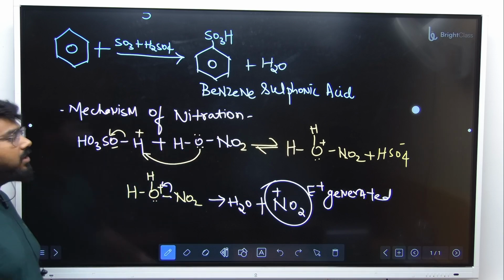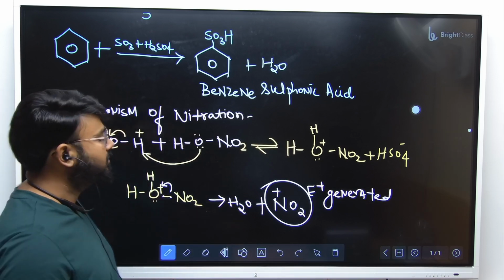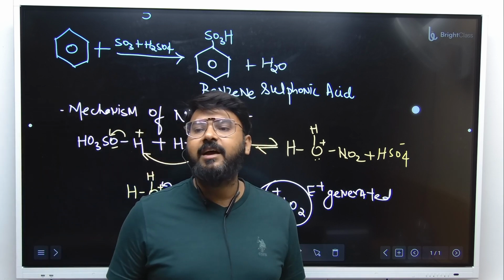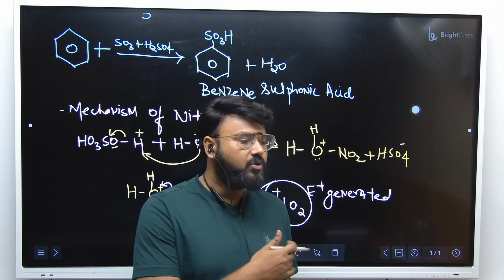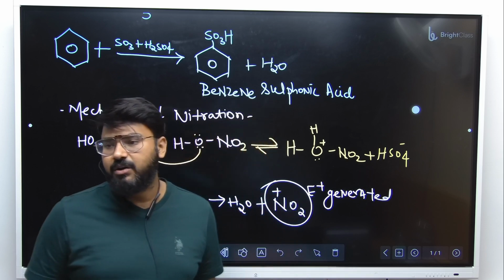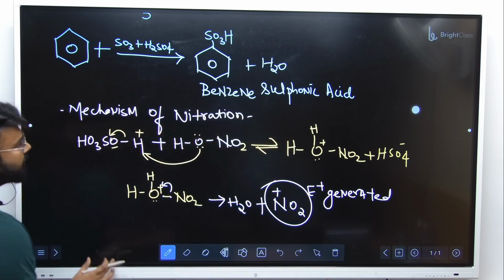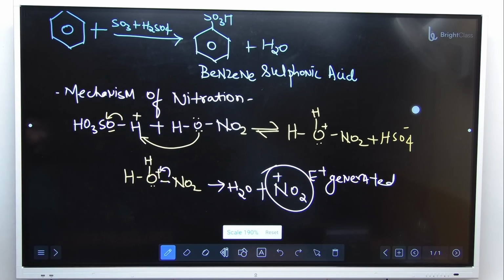Avantika, you understood now how NO2 came into the picture? Yes, sir. Similarly, we actually obtain HSO3 also. But those things you don't need to know, okay? Just need to know what is the reagent and what is the electrophile, okay? So guys, please write it down.